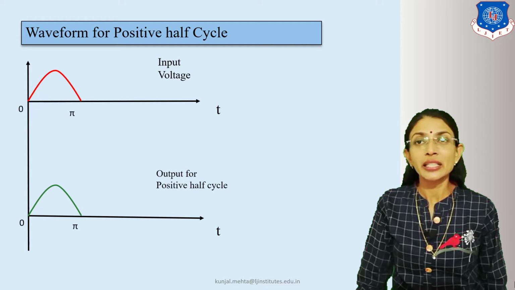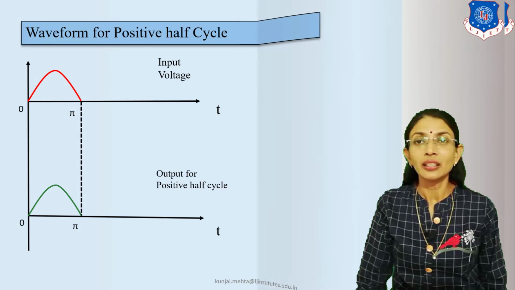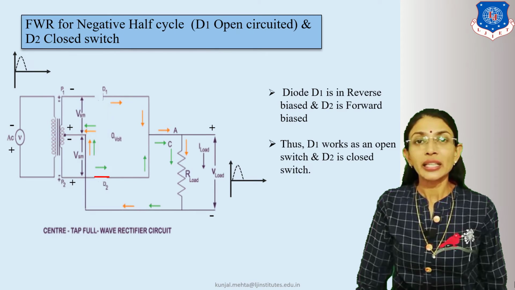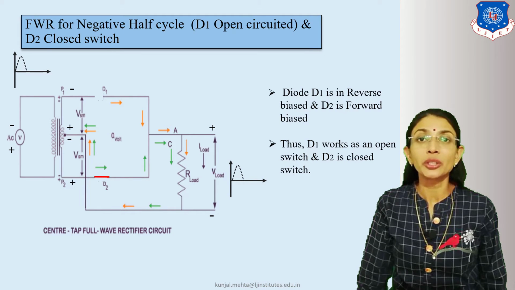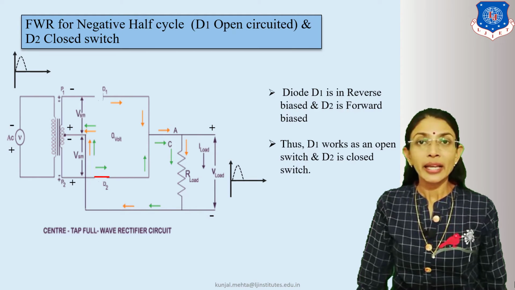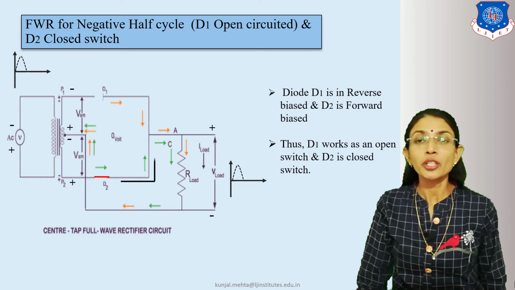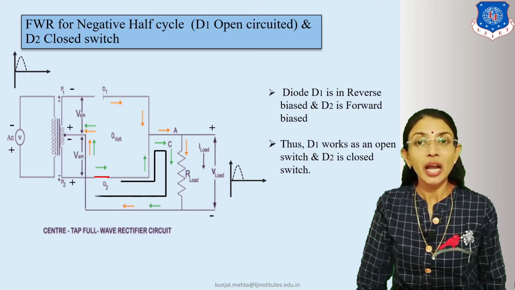Now let us study the negative half cycle input. In the next negative half cycle of the input, what will be the operation of the full wave rectifier? Again, as the input AC signal is negative, what should be the current direction? It will also be reversed. But how? That is important.